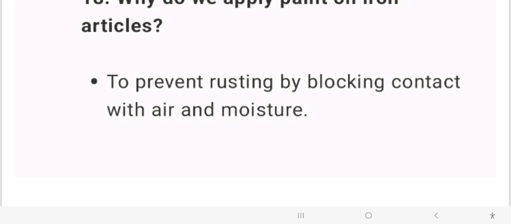So how can we prevent that? To prevent the formation of rust, we can paint on iron articles, then this rusting can be avoided. So that's why whenever you put iron gates in our household, our house, or in any commercial places also, you will definitely put paint on the iron gates or iron walls or something. So then you can avoid the formation of rust.